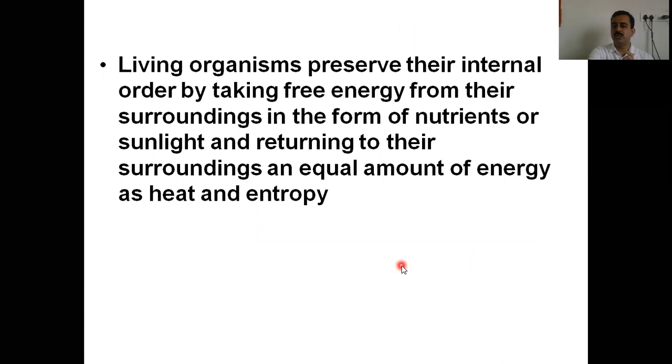Living organisms preserve their internal order by taking free energy from their surroundings in the form of nutrients or sunlight, and returning to their surroundings an equal amount of energy in the form of heat and entropy. So what these organisms do, the organisms have plenty of internal organs, and these internal organs need energy for metabolism. This energy is conserved by the organisms, and when there is less energy, it is taken from nutrients, and ultimately it is given out in some form or another.